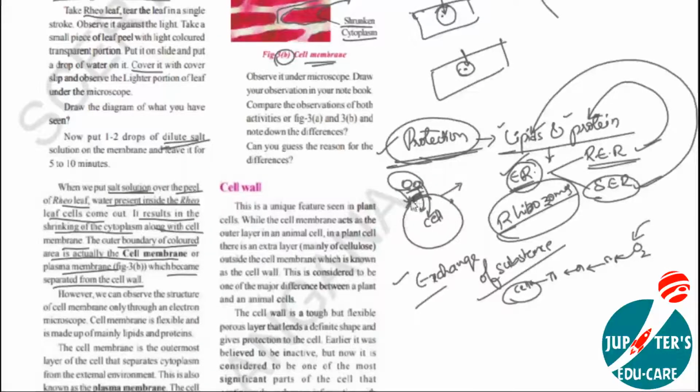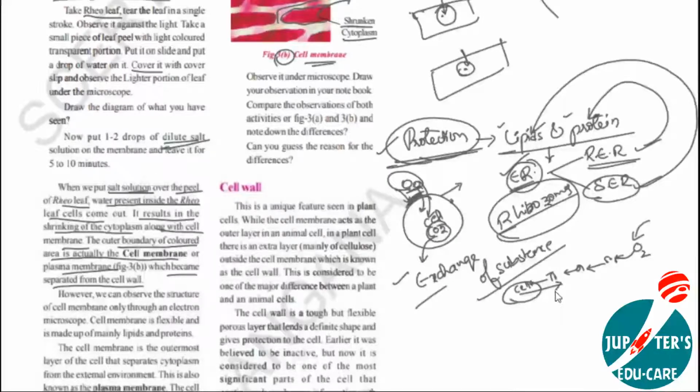Some processes go on in this cell. During that process, some gas is liberated: carbon dioxide is released in the cell. This carbon dioxide is not at all useful to the cell, so it must be sent out, removed from the cell. The removal of carbon dioxide is also under the control of the cell membrane. Carbon dioxide is removed from the cell through the plasma membrane.